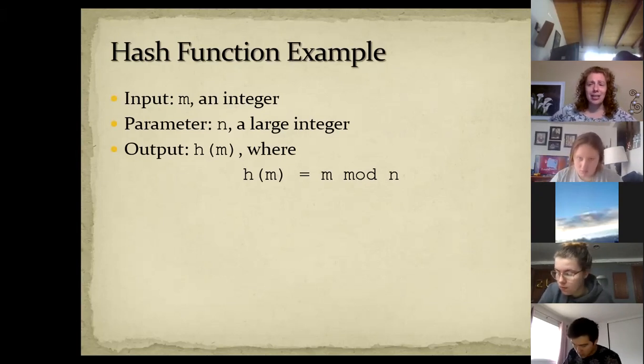This is a ridiculous hash function, by the way, but I want to give you a practical example of something you could potentially use that satisfies arbitrary length input and fixed length output, okay? So this is what we're doing. We're just taking our message and modding it by n. That's it. That's all we're doing.